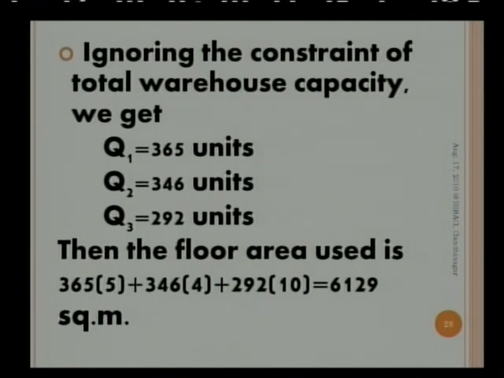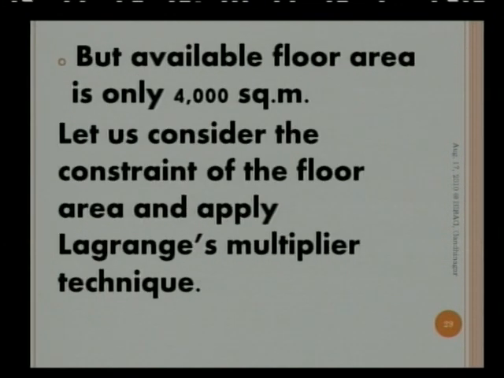Let's see what total floor area is required by these units. We had information that the first unit requires 5 square meter, the second unit requires 4 square meter, and the third unit 10 square meter. So the total area turns out to be 6129 square meter. But the floor area available with the warehouse is only 4000 square meter. So this is not a feasible solution.